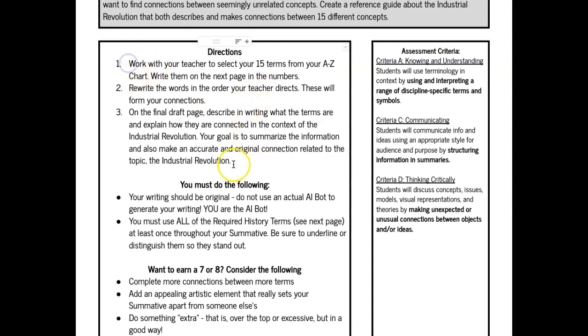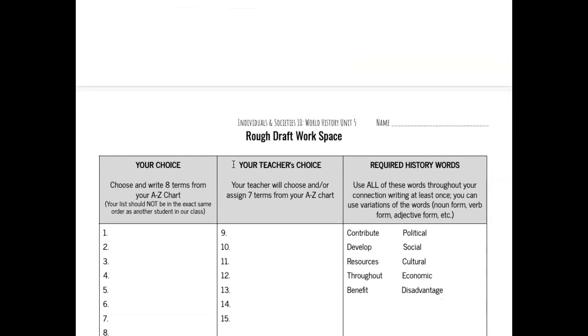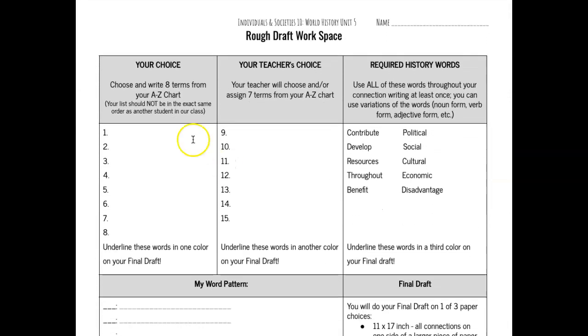When you're working with your teacher, you're going to be filling in this rough draft workspace. So you'll be filling in your choice. You'll choose and write 8 terms from your A through Z chart here. When you're listing them, remember that you should not have the exact same order as someone else in class. They should be in a different order on this side. Your teacher will choose 7 terms from your A through Z chart, or they'll assign you some terms that they think you should be using. They're going to write the words here.